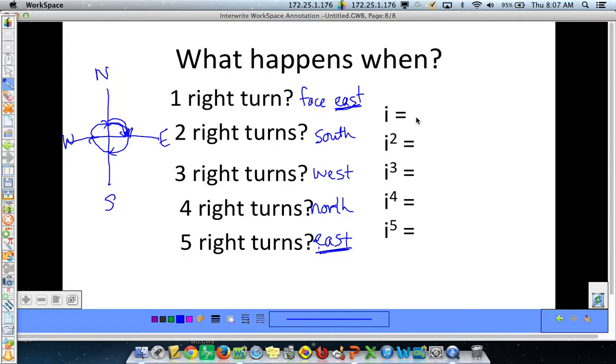We know i is just i, right? Or square root of -1. If I square it, we get -1. If I did i to the 3rd power, that would be the same as i times i squared. So if you simplify that, that's the same as saying i times -1. So i to the 3rd is the same as saying -i.